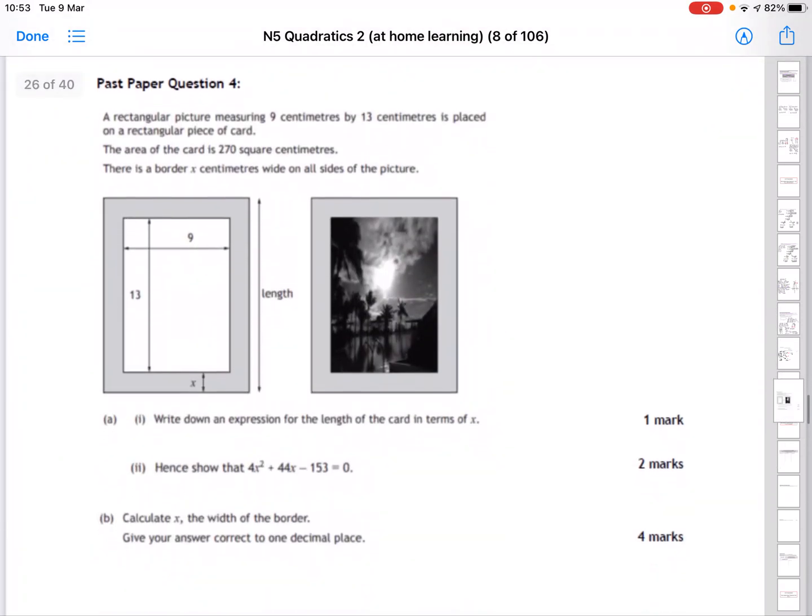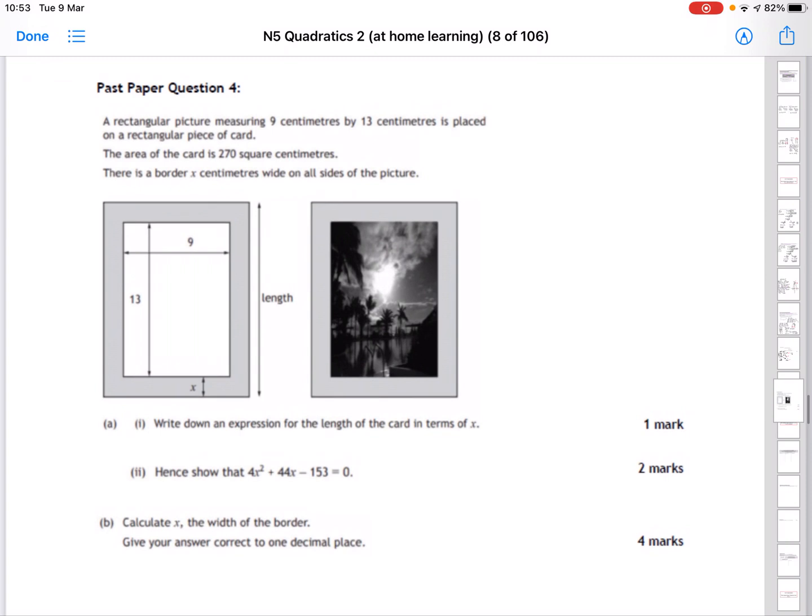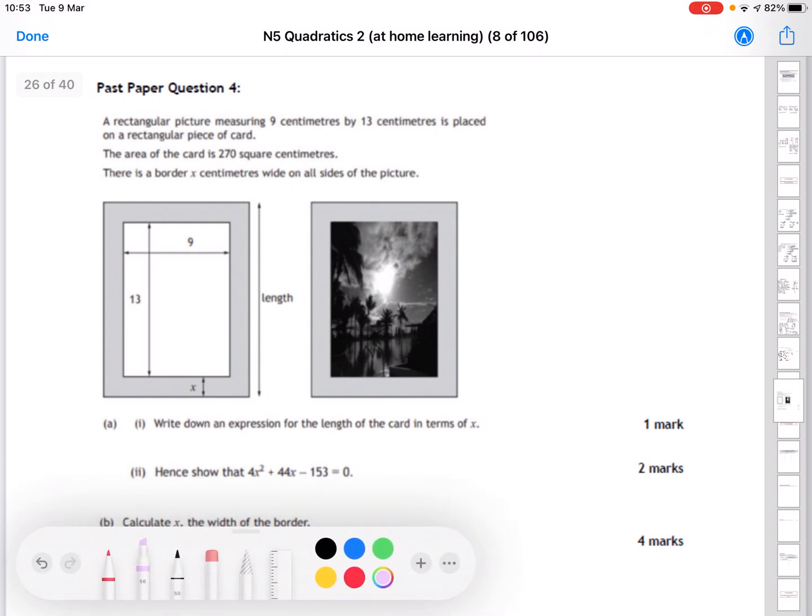Okay, the last question is probably the longest one of all of these. We have a rectangular picture measuring 9 by 13 centimetres placed on a rectangular piece of card. The area of the card is 270 centimetres squared, and there's a border around the whole thing of width x centimetres all the way around. Part A says write down an expression for the length of the card in terms of x. Again, it's this word write down, so it should be something really simple to do.